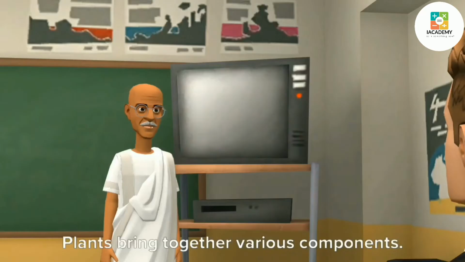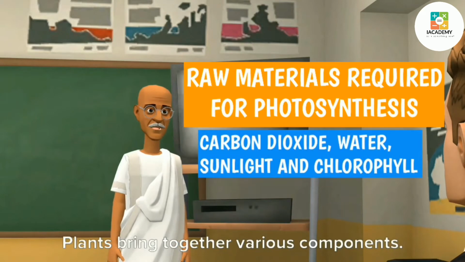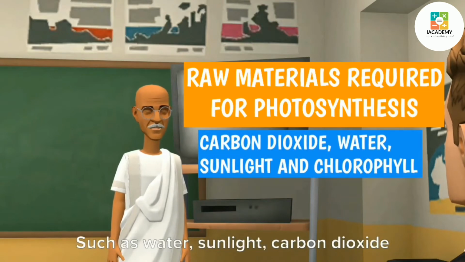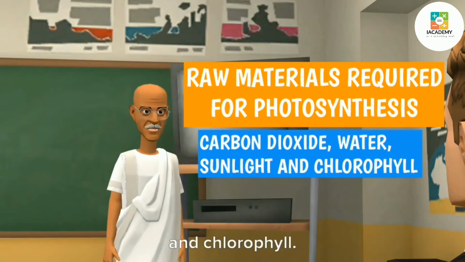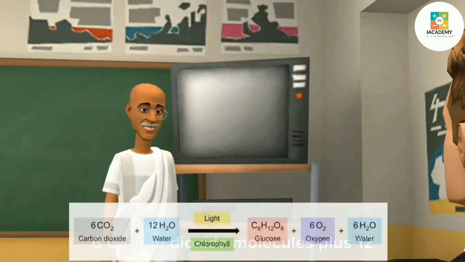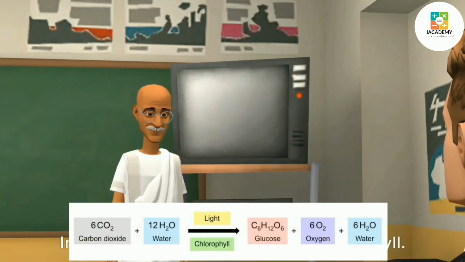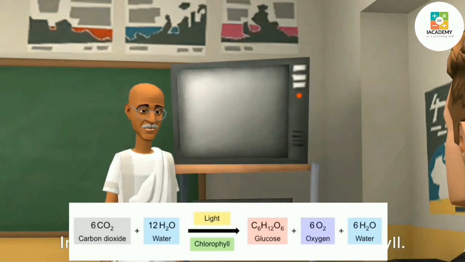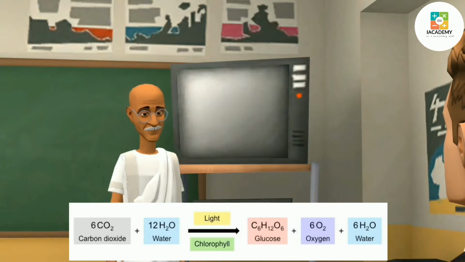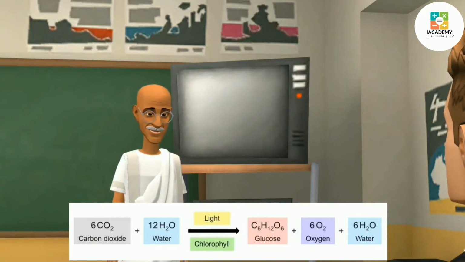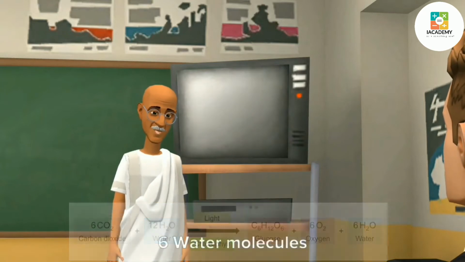Sir, plants bring together various components, such as water, sunlight, carbon dioxide and chlorophyll. 6 carbon dioxide molecules, plus 12 water molecules, in the presence of sunlight and chlorophyll, gives rise to glucose plus 6 oxygen molecules plus 6 water molecules.